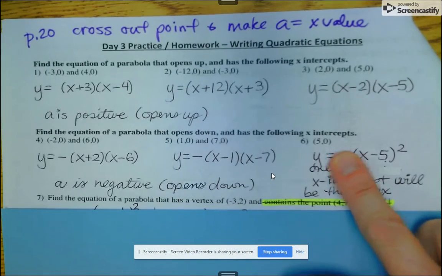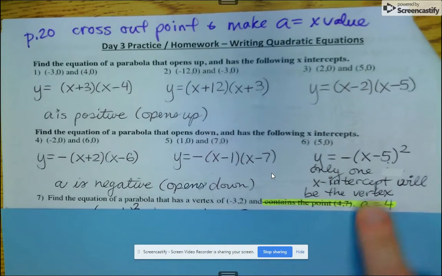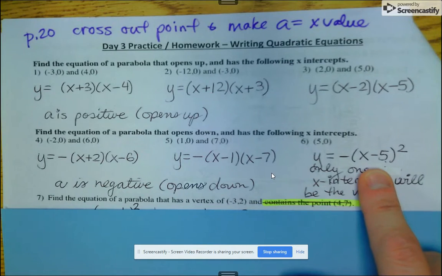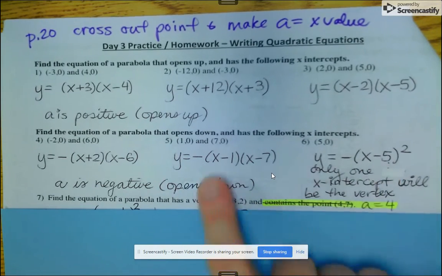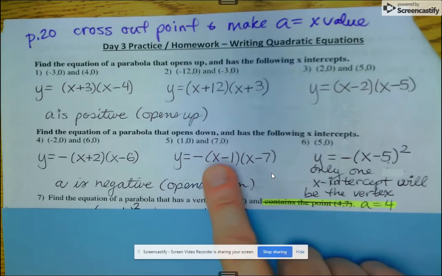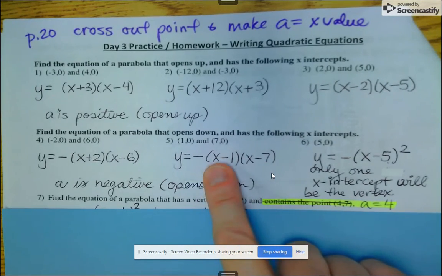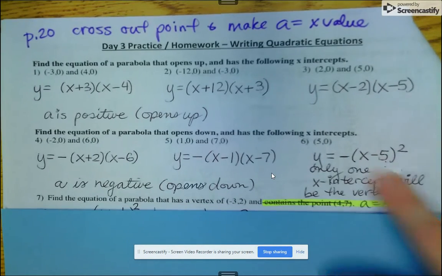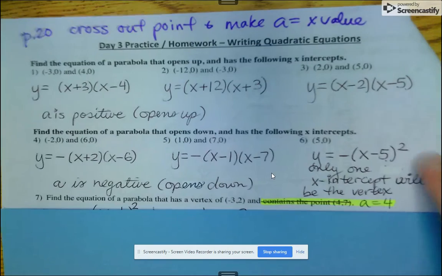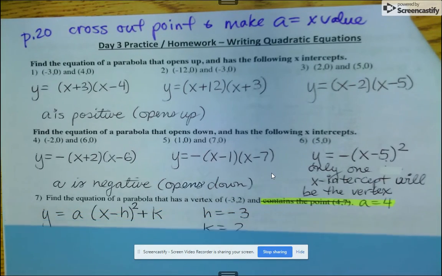This one is tricky. This only has one x-intercept. So that means that one x-intercept is going to be your vertex. So if you were to set it up in this format, you would end up having that intercept listed twice. And so it would be like this squared, which actually is vertex form if your y is 0. So that one was a tricky one.